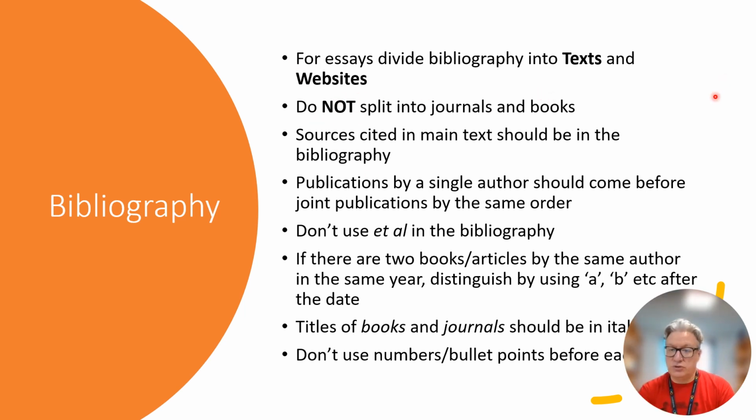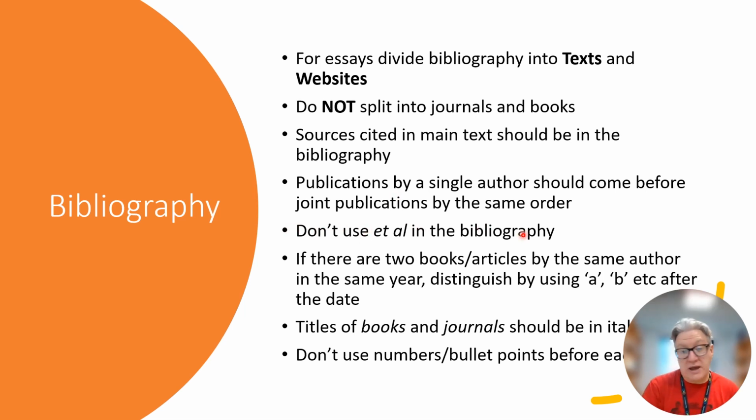We don't split into journals and books in bibliographies. Sources cited in the main text should always be in a bibliography. If you have something in your main text and it's not in a bibliography, that's a big problem. Publications by a single author should come before joint publications by the same author, sorry, not order. That's a really technical point. Don't worry about it too much. But if you had Evans 2018 and then Evans and Saker 2018 as well, the Evans one would come first before the Evans and Saker. It rarely happens, but it is worth using.